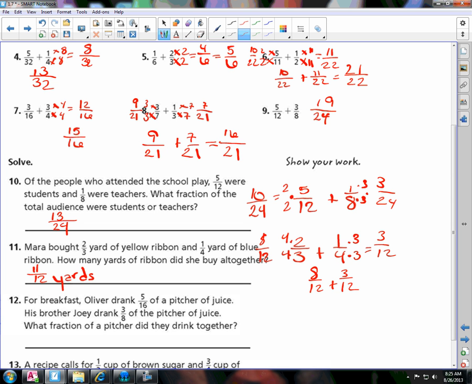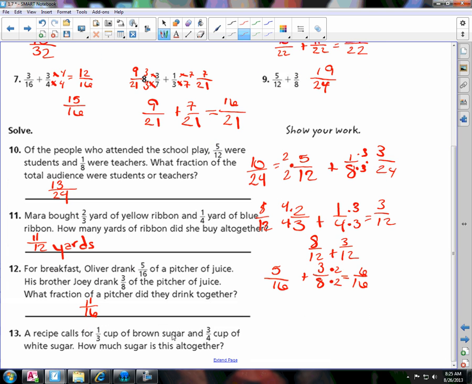For breakfast, Oliver drank 5/16 of a pitcher of juice. His brother Joey drank 3/8 of the pitcher of juice. What fraction did they drink together? Again, find that common denominator. 16ths is my common denominator. If I know my multiples of 8, I know that 8 times 2 is 16. So I'm going to take that 3/8 and I'm going to convert it to 16ths by multiplying my numerator and my denominator by 2. So I get 6 16ths. And now I can add 5 16ths plus 6 16ths, and I get 11 16ths. Okay, that's the fraction of the pitcher they drank.